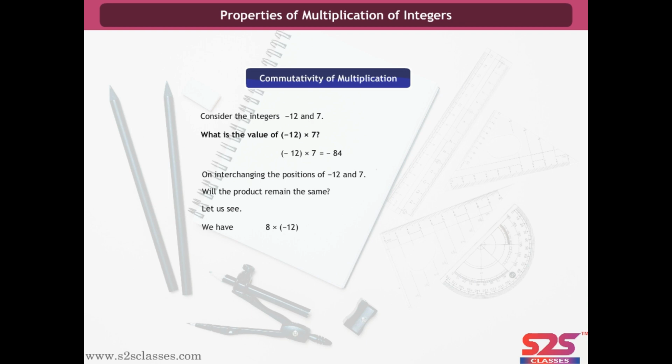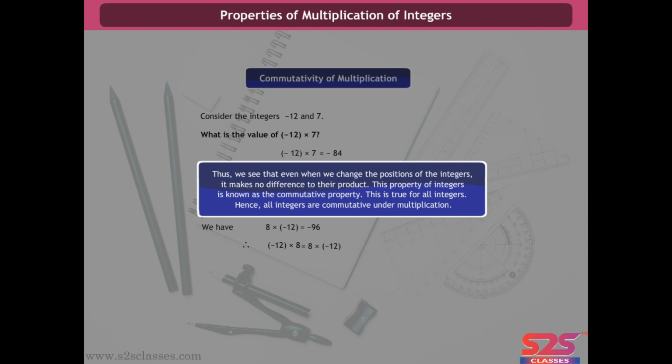We have 7 into minus 12 is equal to minus 84. Therefore, minus 12 into 7 is equal to 7 into minus 12. Thus, we see that even when we change the positions of the integers, it makes no difference to their product. This property of integers is known as the commutative property. This is true for all integers. Hence, all integers are commutative under multiplication.